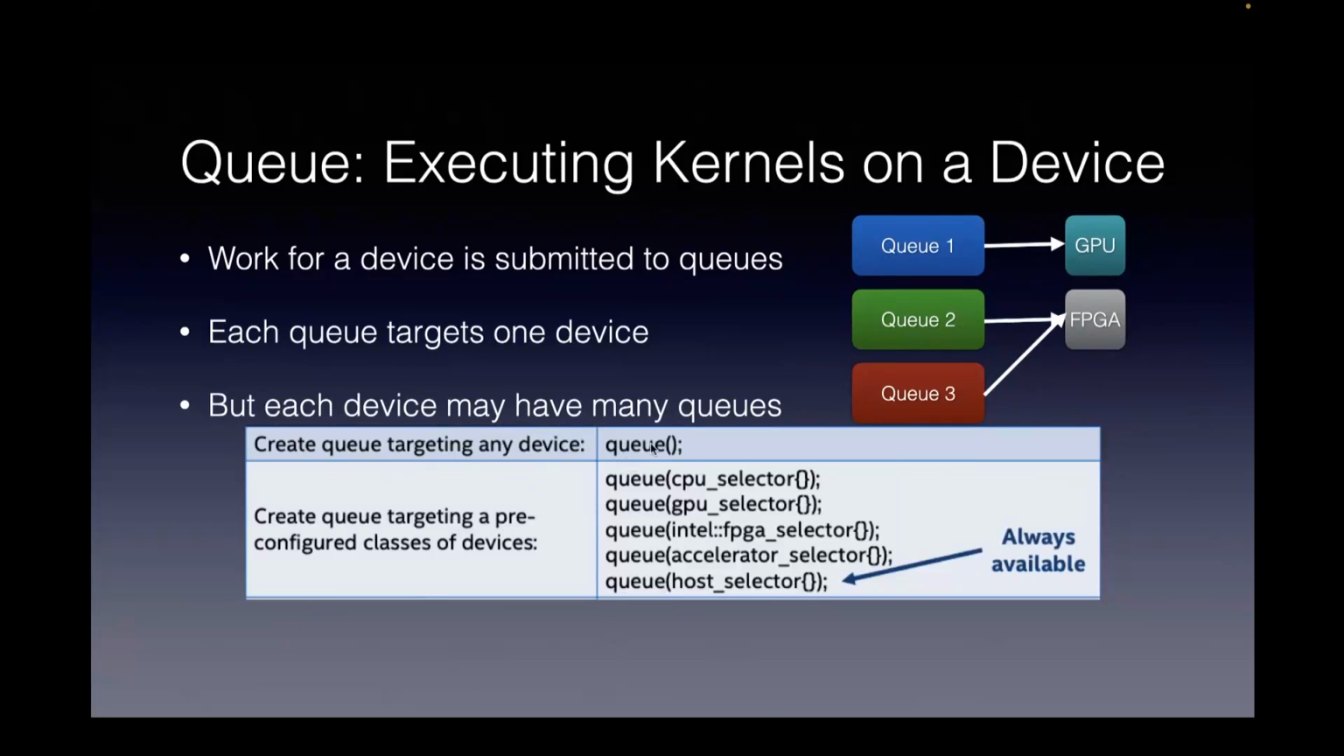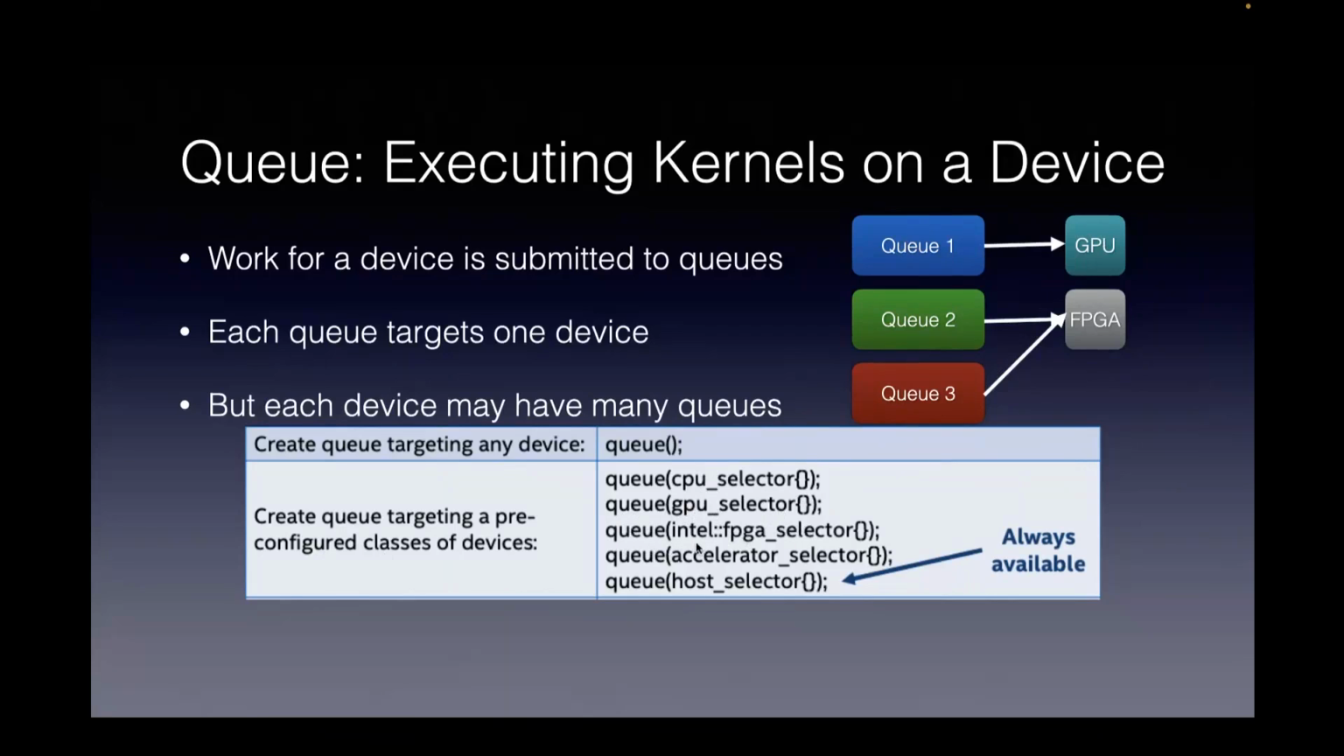This is the default way, where you create a queue targeting any device. There's typically a default queue that's defined depending on the device and the way that DPC++ was built. However, you can also create queues targeting very specific devices. So you can create a queue that's targeting a CPU, which is selected by using what's called a CPU selector. You can create a queue using a GPU selector that decides that you're going to run on the GPU. So Q1 here would have been selected with something like this.